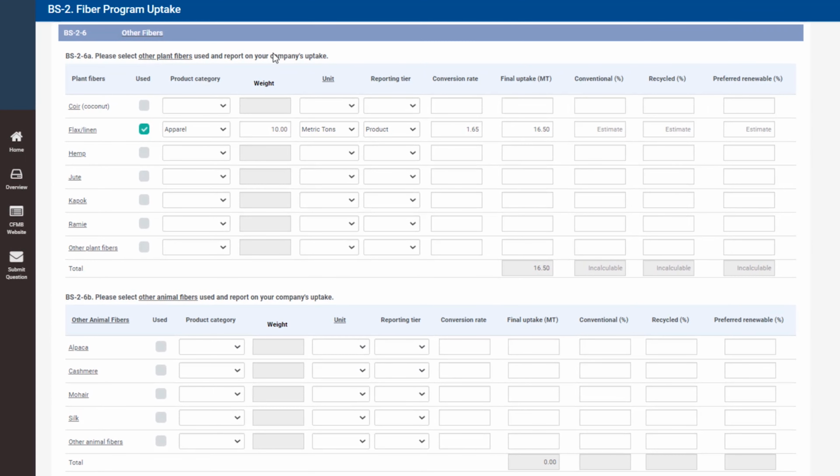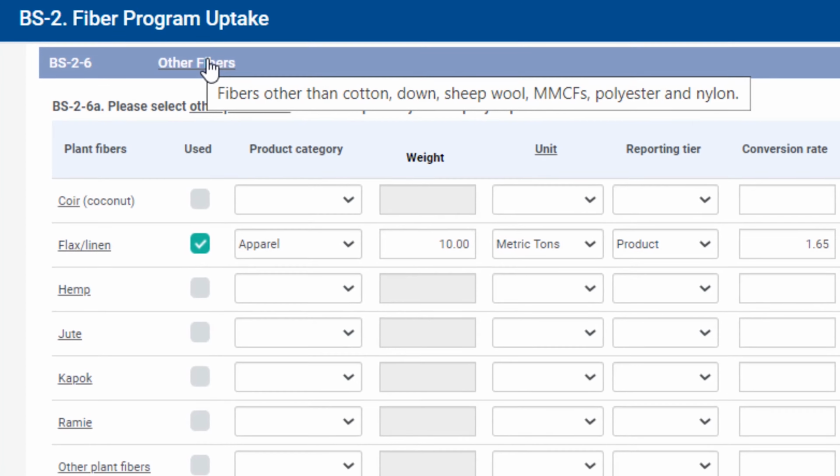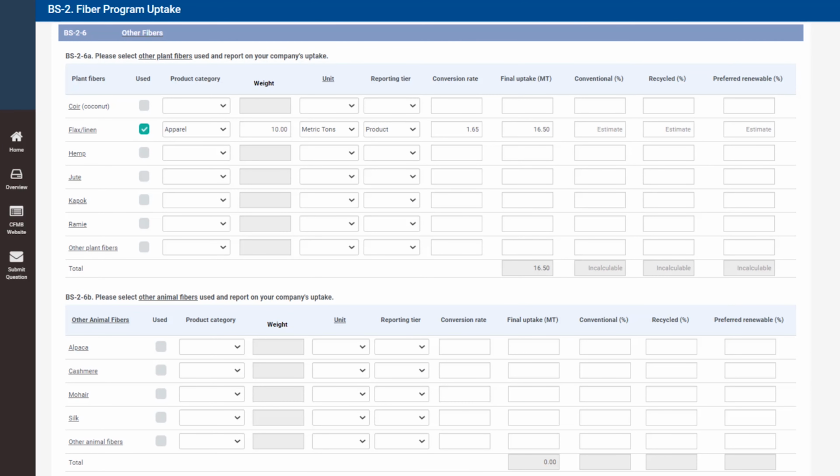If you selected that your company sourced other fibers, uptake reporting is slightly different. The initial columns in the table are consistent in approach as previously described. This includes columns used, product category, weight, unit, reporting tier, conversion rate, and final uptake in metric tons. After this, there are 3 additional columns to complete.